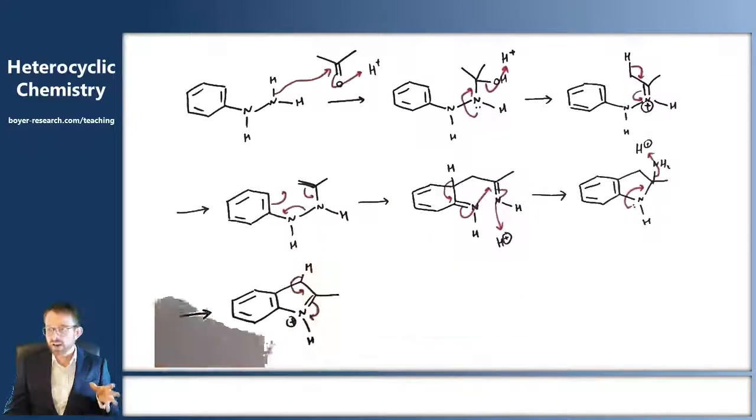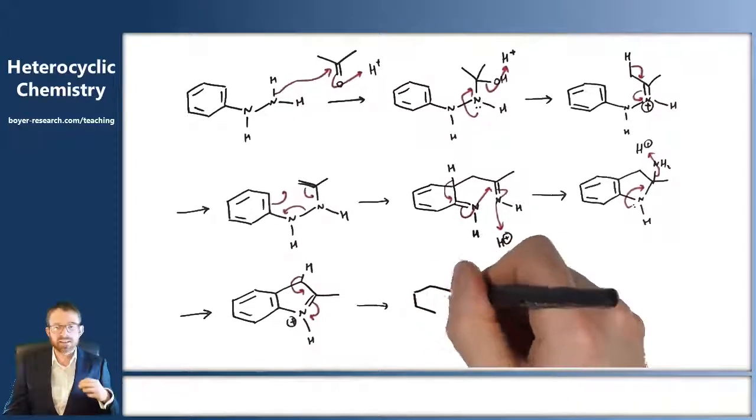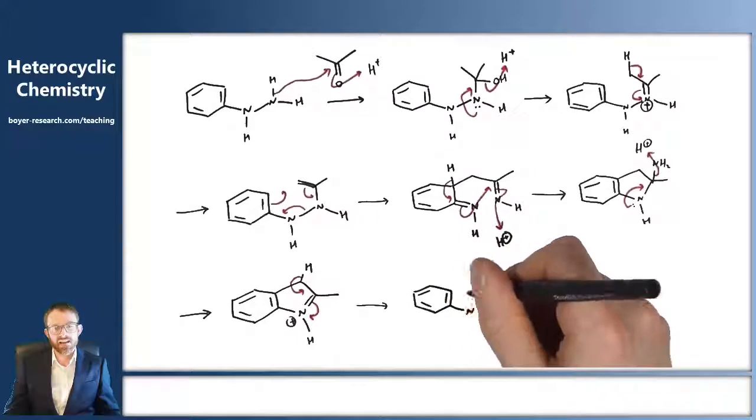So this is a very reliable reaction, but can suffer in terms of selectivity. That means it could have reacted on either side of the aromatic ring, and it could have reacted on either side of our ketone.